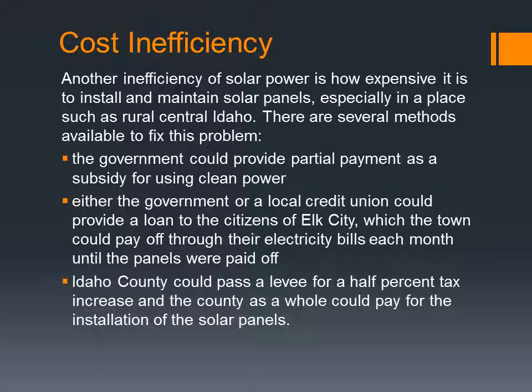Another inefficiency of solar panels is how expensive it is to install and maintain solar panels, especially in a place such as rural central Idaho. There are several methods available to fix this problem. First, the government could provide partial payment as a subsidy for using clean power. Next, either the government or a local credit union could provide a loan to the citizens of Elk City, which the town could pay off through their electricity bills each month until the panels were paid off. Lastly, Idaho County could pass a levy for a 0.5% tax increase, and the county as a whole could pay for the installation of the solar panels in Elk City.